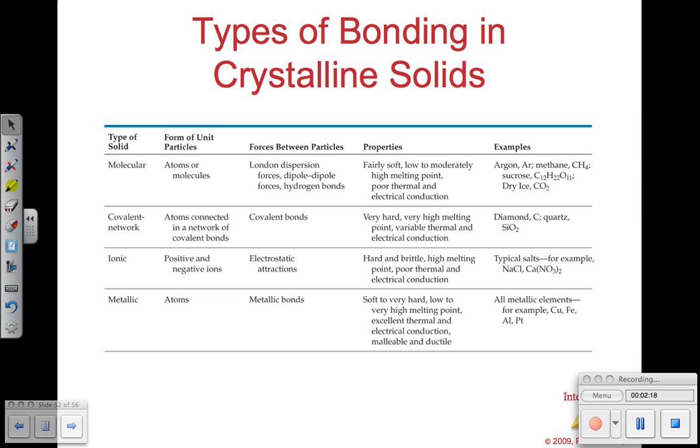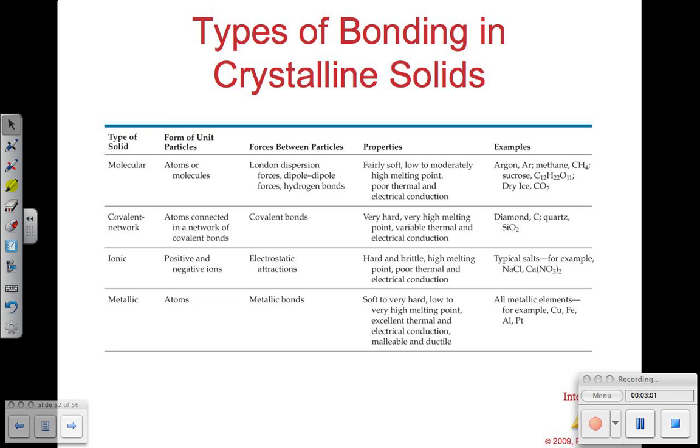The next type of solid would be an ionic solid, and the unit particles that make up an ionic compound are positive and negative ions, so cations and anions. The forces that hold the particles together would be electrostatic attraction, so positives being attracted to negatives. These tend to be hard and brittle. They have a really high melting point, and they are not very good at thermal or electrical conduction. Basic examples of ionic compounds include sodium chloride and calcium nitrate, and you can think of lots and lots of different ionic compounds that could fit this bill.